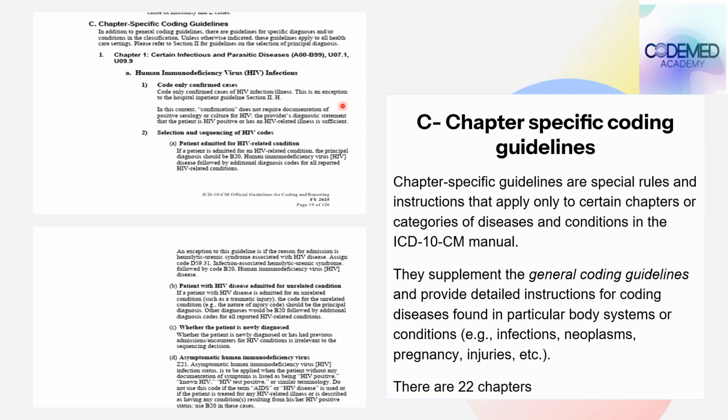Now comes the C in section 1, where we talk about the chapter-specific coding guidelines. These are the special rules and instructions that apply only to certain chapters or categories of diseases and conditions. They supplement the general coding guidelines and provide detailed instructions for coding diseases found in a particular body system or condition like infections, neoplasms, pregnancy, and injuries.